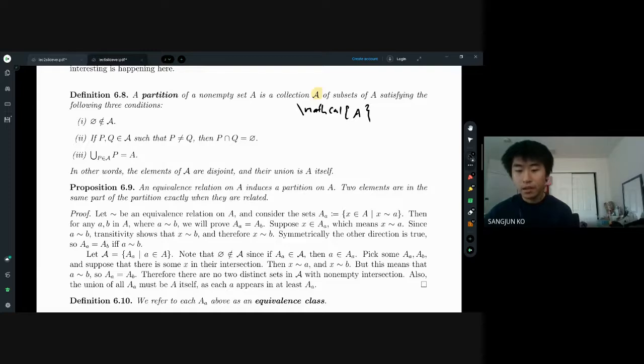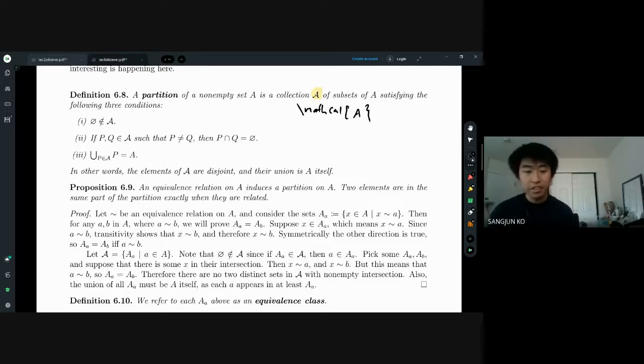Okay, now pick some A sub A and A sub B. Suppose that there is some x in their intersection. Then x is related to A and x is related to B. But this means that A is related to B, and from our discussion earlier, that means these two sets are equal. So that means there are no two distinct sets in curly A with non-empty intersection.